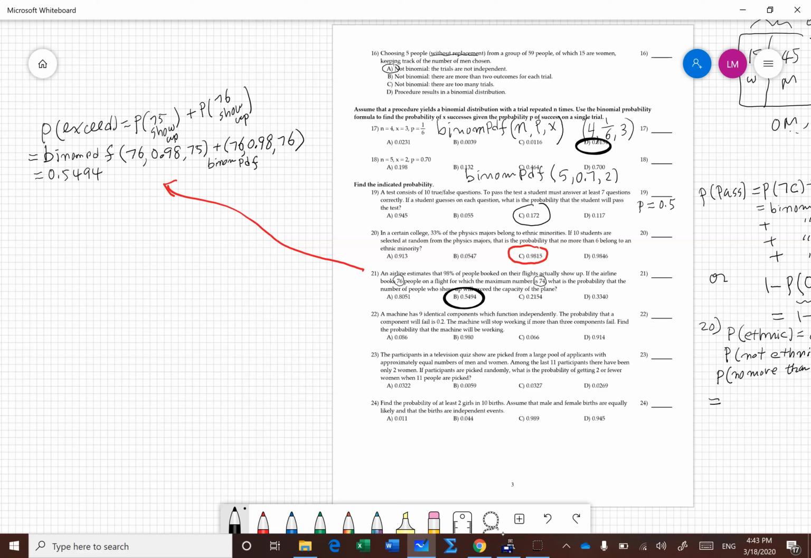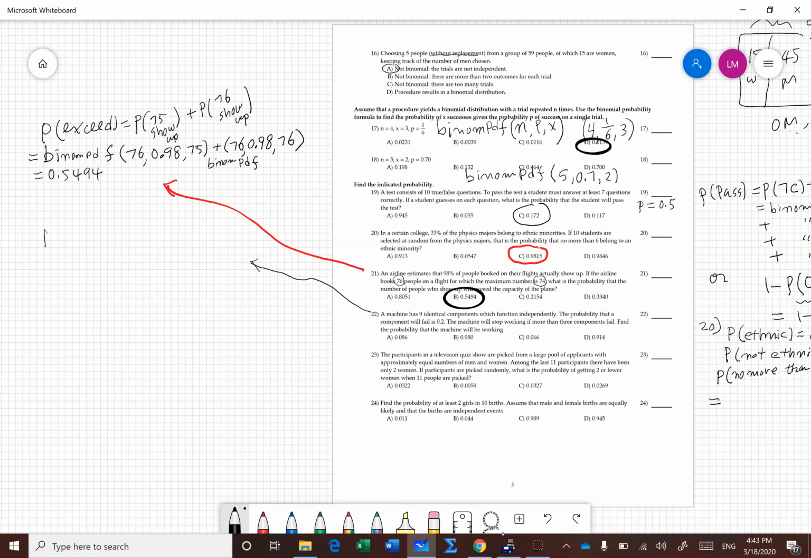Right. Let's do 22. A machine has 9 identical components which function independently. The probability that a component will fail is 0.2, but we have 9 components. The machine will stop working if more than 3 components fail. More than 3, so 4, 5, 6, 7, 8, 9. Find the probability the machine will be working. So you've got to think about this one a little bit.